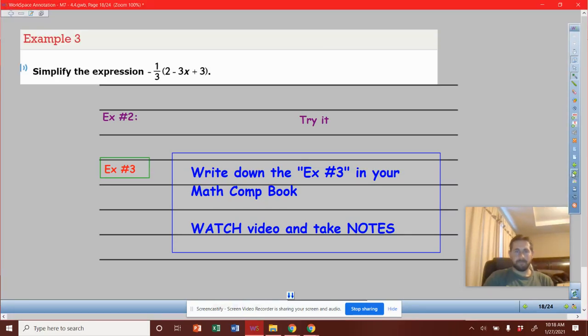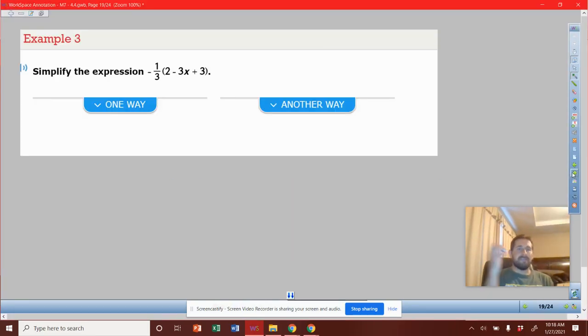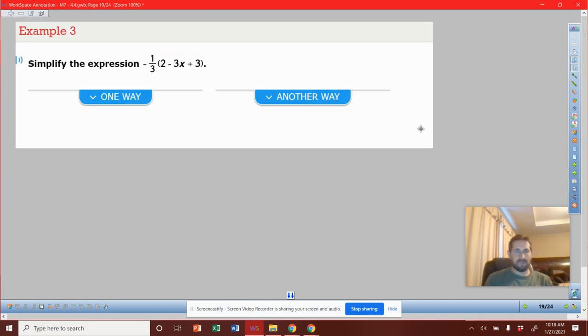All right, example 3. Simplify the expression. Now, I'm going to show you two different ways. So one way and another way, right? But I want to give you two different ways to look at this problem.